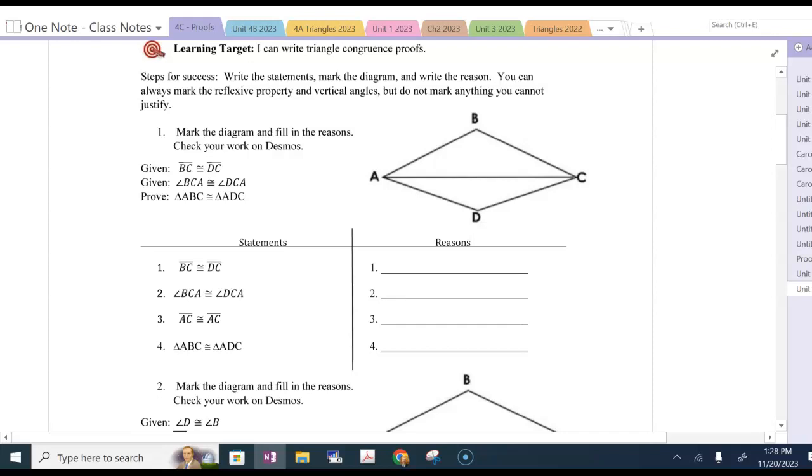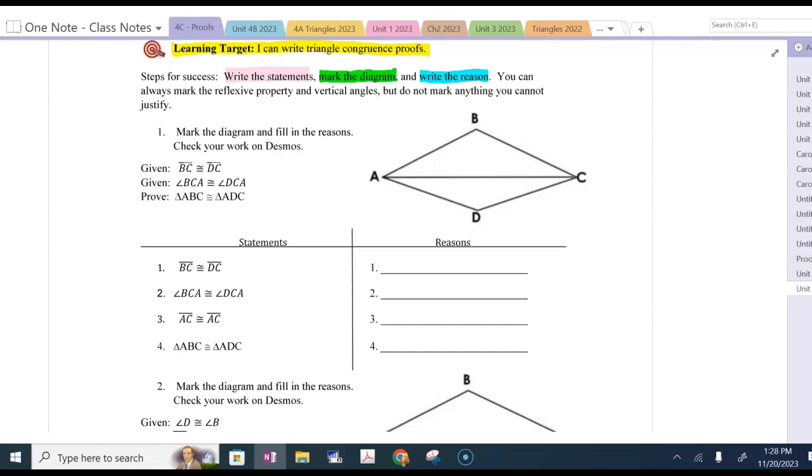Hello geometry students, today's learning target is to write proofs related to triangles. And the steps for success are first to write the statements, then you mark the diagram, and you write the reason. And we're going to go through a couple examples.